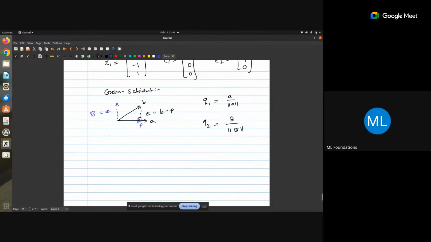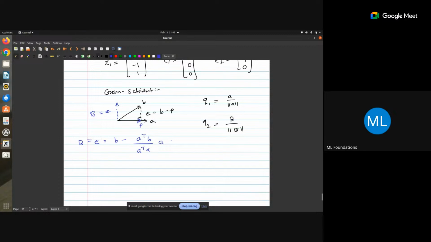Let's say E equals capital B, which is equal to small b minus p. What is the value of P? It is A transpose B upon A transpose A, into A. Projection of b onto a, into a. Is that fine? Correct now. That is correct.